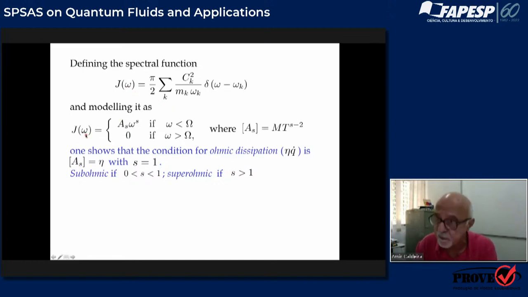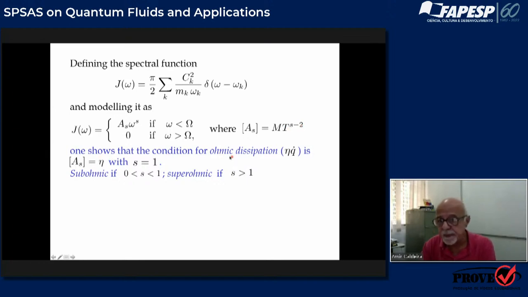And this spectral function I will assume to have this sort of behavior, a power law for very low frequencies, or frequencies lower than a given cutoff. So it's a power law up to a given cutoff, and then it's zero beyond this cutoff. And this A_s has dimensions of mass and time to the power s minus 2.